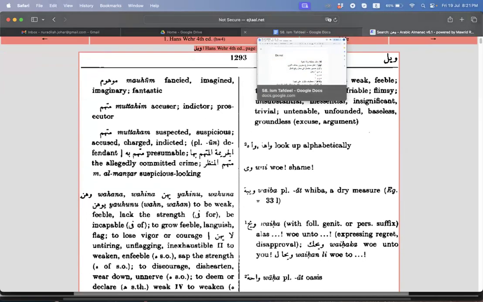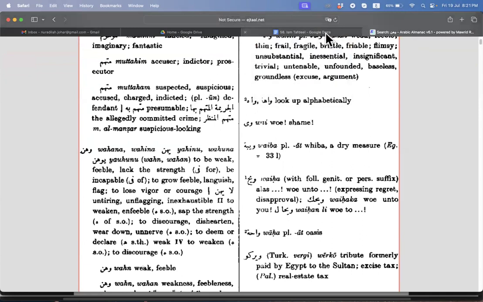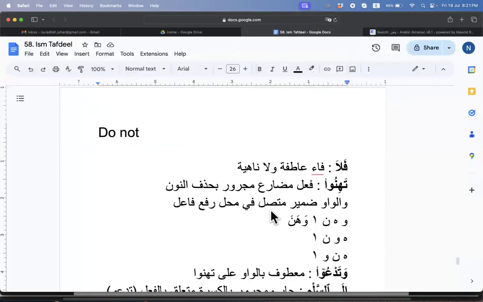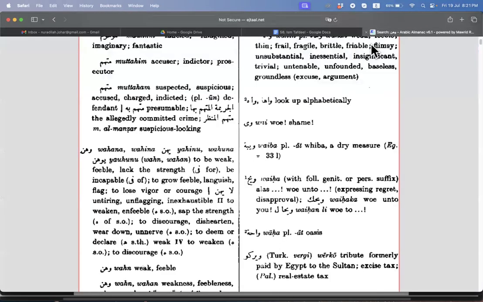Wahana, yuhinu. I'm not sure. The waw comes first, right? So if it was normal, it was yauhinu. But waw usually gets deleted. So that confirms what it means here. So wahana, wahina also have madi. There's also wahuna, but the mudhari will be yauhunu. So the waw here doesn't get deleted.